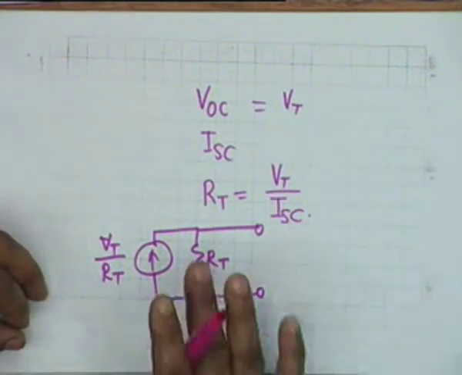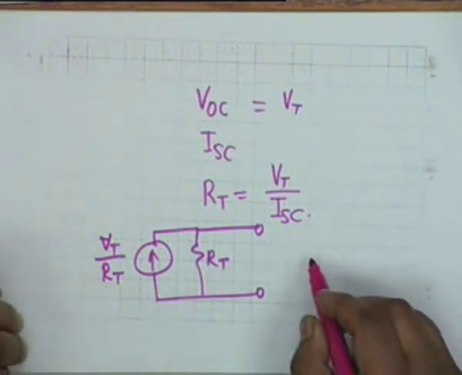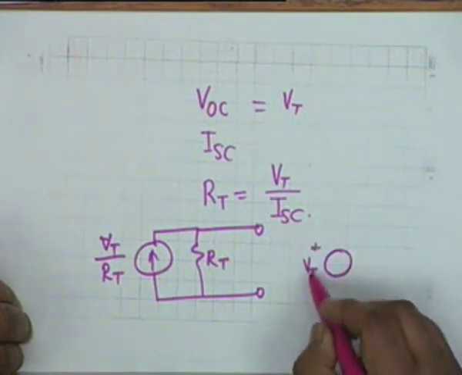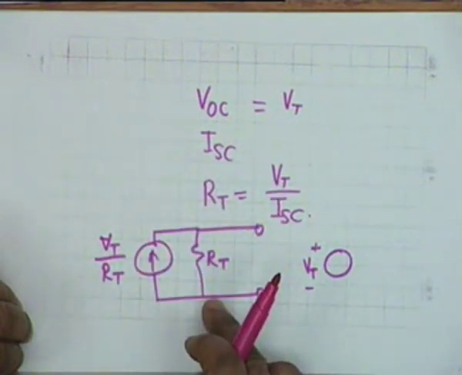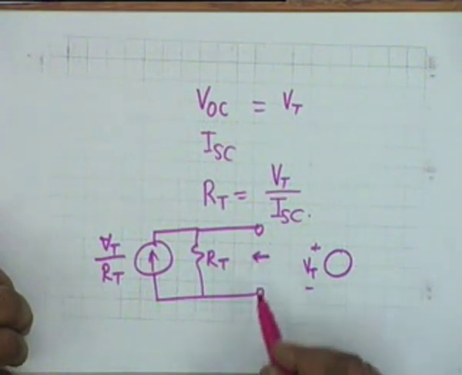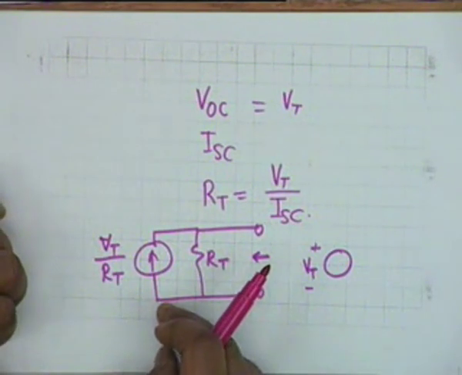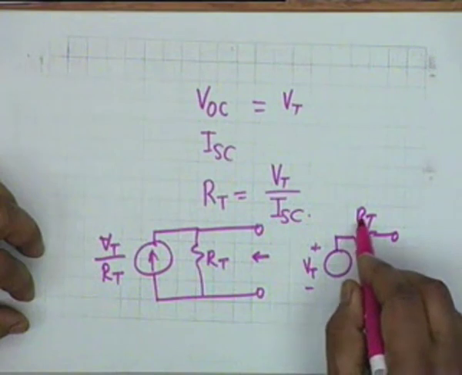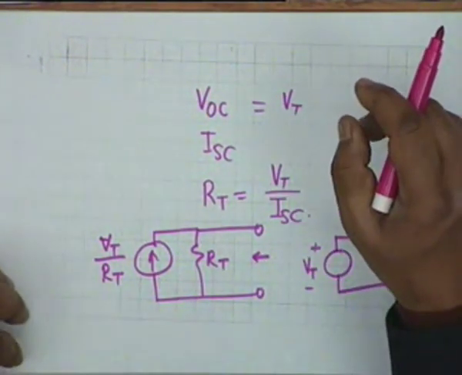and find the Thevenin equivalent of this. We have a current source in parallel with the resistance. What is the open circuit voltage? Simply VT. If this is kept open circuit, then this current flows through RT. So VT by RT multiplied by RT is VT. And if you measure the resistance looking in this direction after killing the source, only source, it's simply RT. So Norton's theorem is simply another way of looking at the Thevenin equivalent.